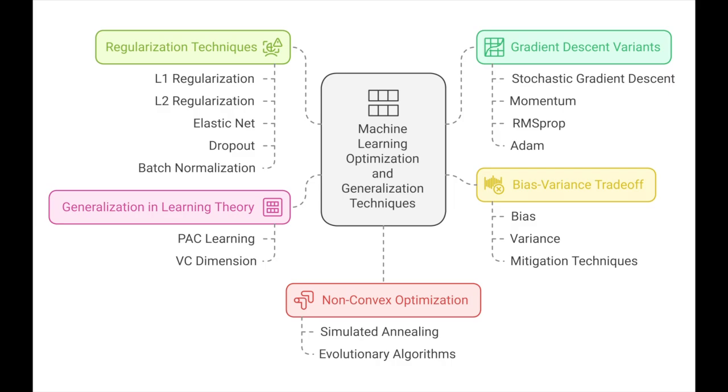So how do we handle class imbalance? There are several techniques we can use, such as oversampling, where we create copies of instances from the minority class to balance the data set. Undersampling, where we remove instances from the majority class.